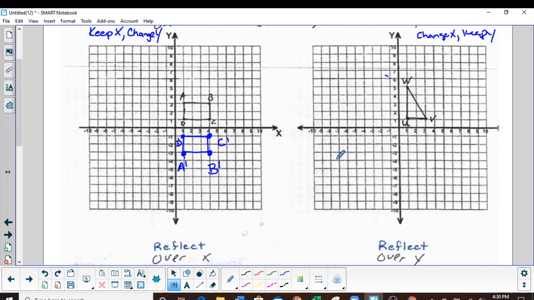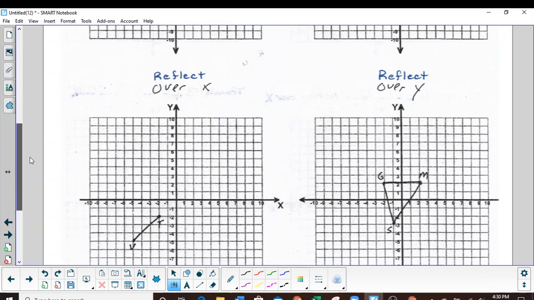Now let's replot that one. First one's negative 1, 1. That's U prime. Negative 3, 1, V prime. Negative 1, 5 is W prime. And it's just flipped over the y-axis. It's almost like if you fold that paper right along the y-axis, it's going to flip it right over.